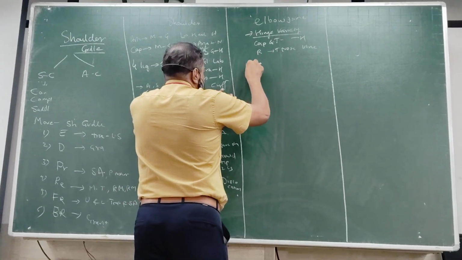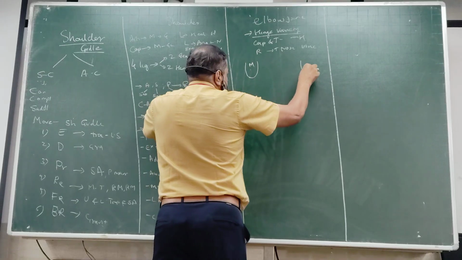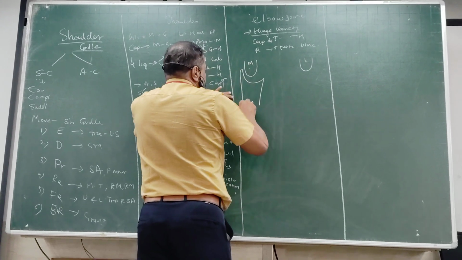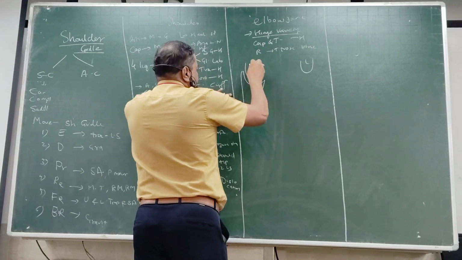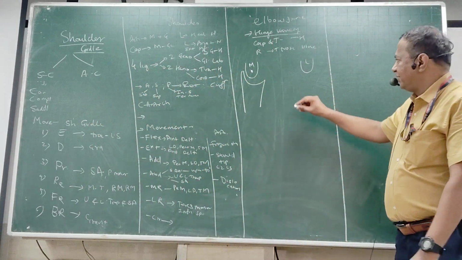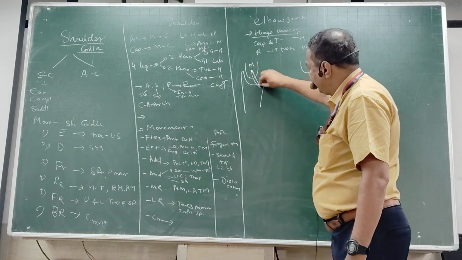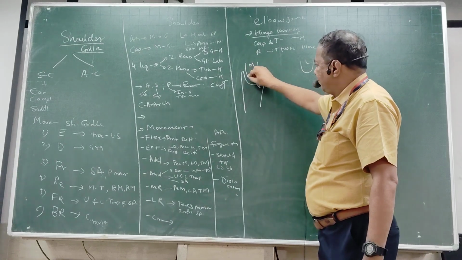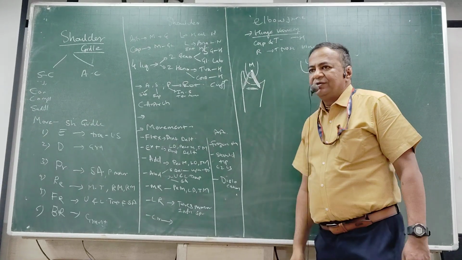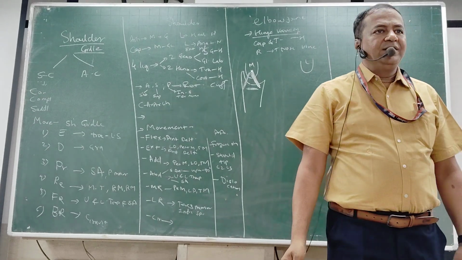So now I am drawing the diagram of the medial side, and this is the diagram of the lateral side. On the medial side there is ulna, and starting from the medial epicondyle there are three bands: anterior band, posterior band, and intermediate band. So that is the ulnar collateral ligament.